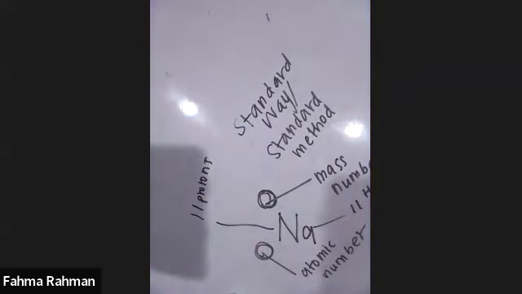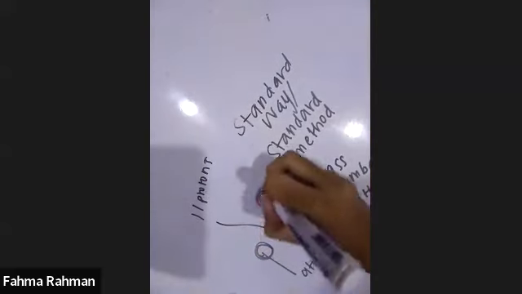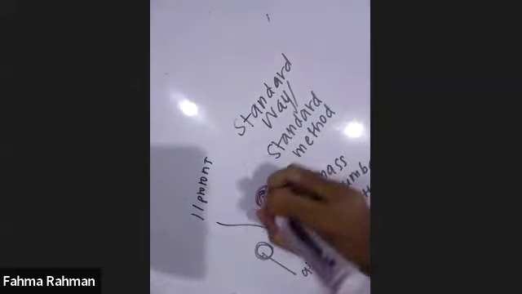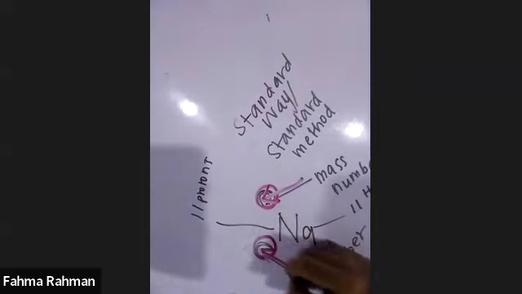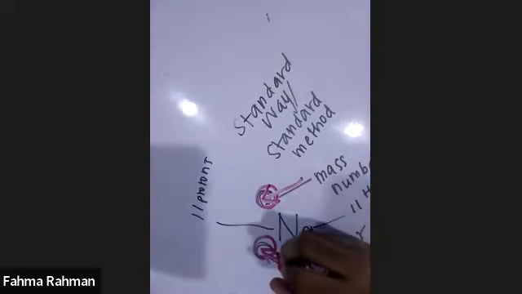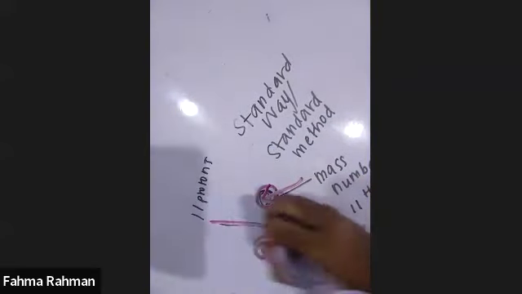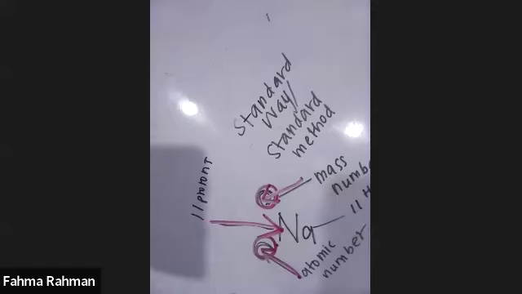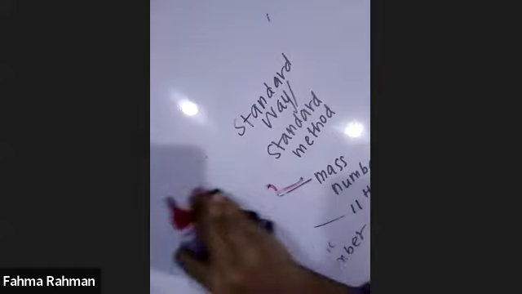And then the standard way of displaying an element: we are discussing sodium. You have the mass number of sodium on the top and the atomic number of sodium at the bottom. There are 11 protons in sodium. So now let's see how we can standardly display an element.